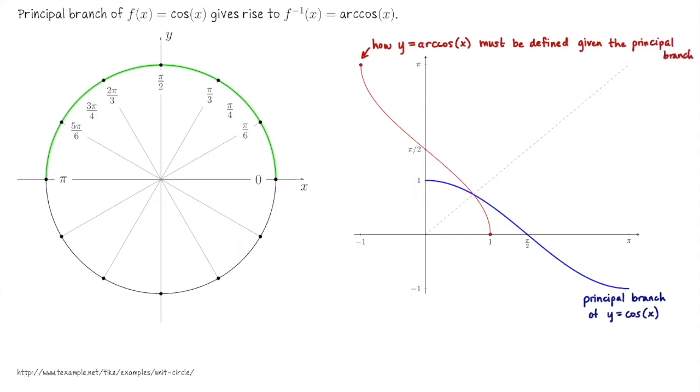Just like before, the domain and range of y equals cosine of x over the principal branch are going to flip to give us the domain and range for the inverse function. So the domain of the inverse function y equals arc cosine of x is going to go from -1 to 1, whereas the range, the set of outputs, is just restricted to the interval from 0 to pi. Notice that corresponds to the top half of the unit circle.